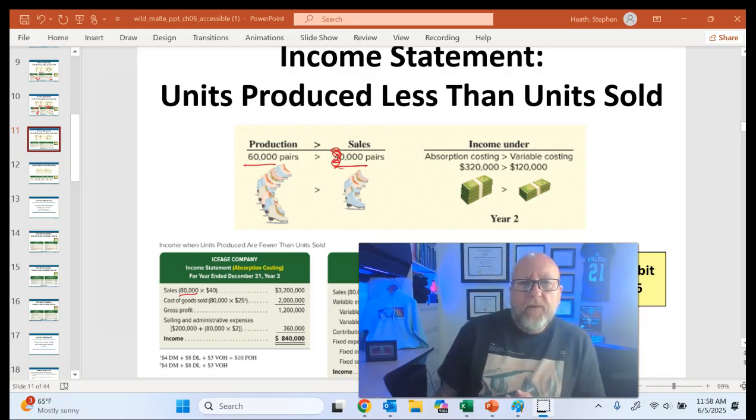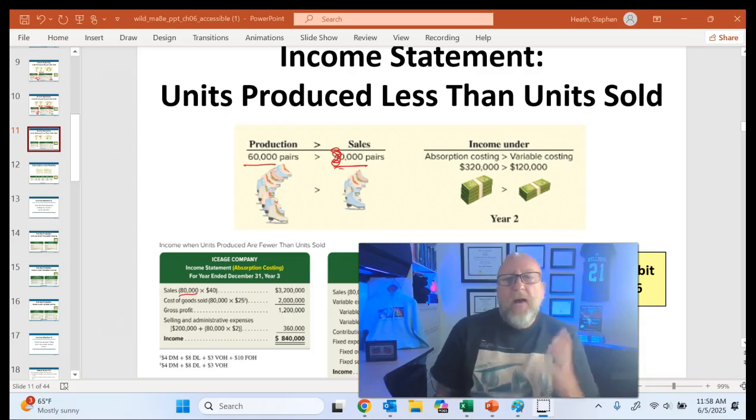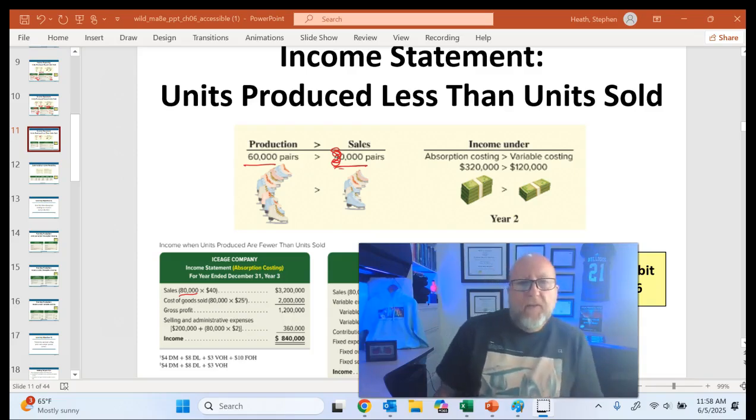Okay, so absorption costing, we know the routine. Now we're selling 80,000 units. The sale price is $40 per unit. Total sales, 3,200,000. Now, I think this is where we want to pay attention. Cost of goods sold, 80,000 units times $25 per unit.